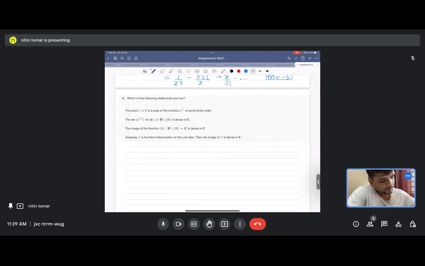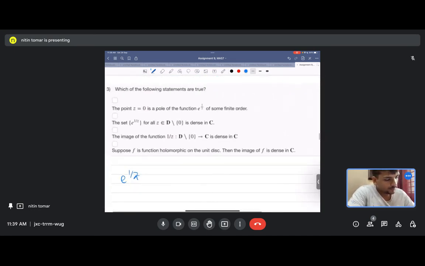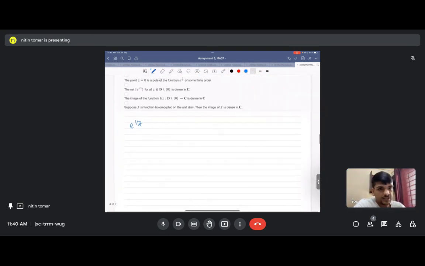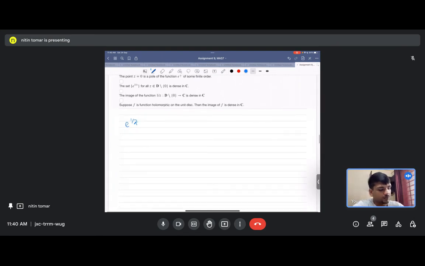Question number 3. You know the series of e^z, right? This question is about e power 1 by z. The point z equal to 0 is a pole of the function e power 1 by z. Can you see the question now? Now let us investigate what e power 1 by z looks like in its series.